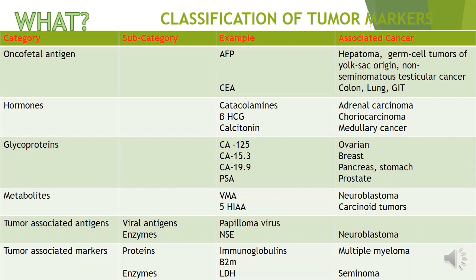So actually, as I told, nothing is ideal. Ideally a tumor marker should be specific, but are they very specific? AFP? No. Because alpha fetoprotein may increase not only in liver cancer, but may also increase in gonadal tumors. Like CEA, usually it is used for colon cancer, but it may also increase in lung and GIT, gastrointestinal tract. So these are not specific actually.